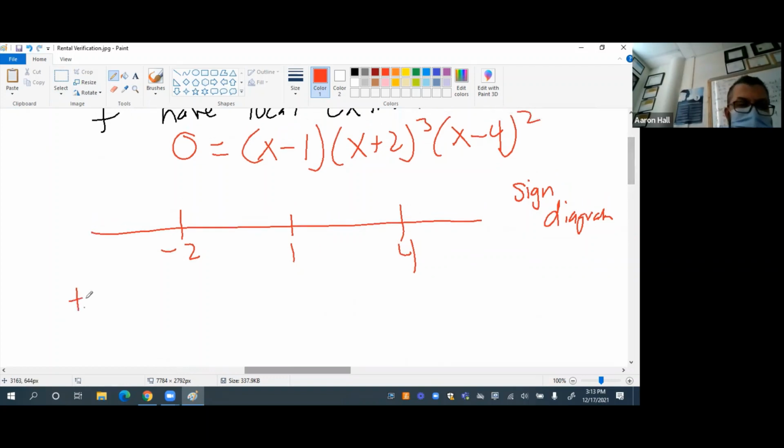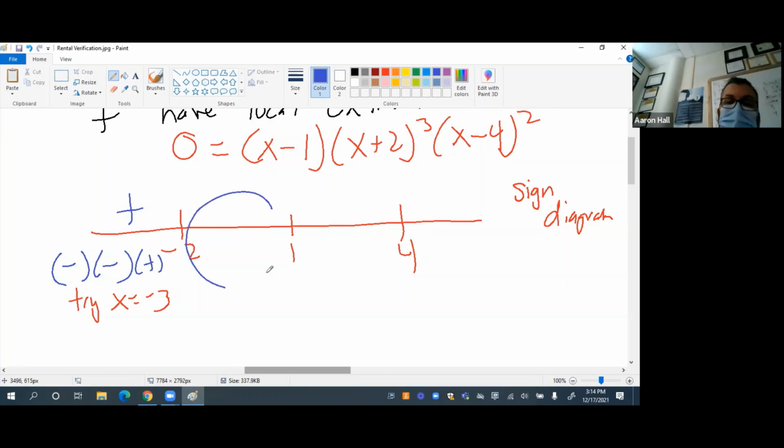All right, so we want to try x equals -3. When I plug x equals -3 into this first binomial, what do I get? It's negative. What if I plug it into the second binomial? It's negative. What if I plug it into the third? It's always squared, so it's positive. What is a negative times a negative times a positive? A positive.